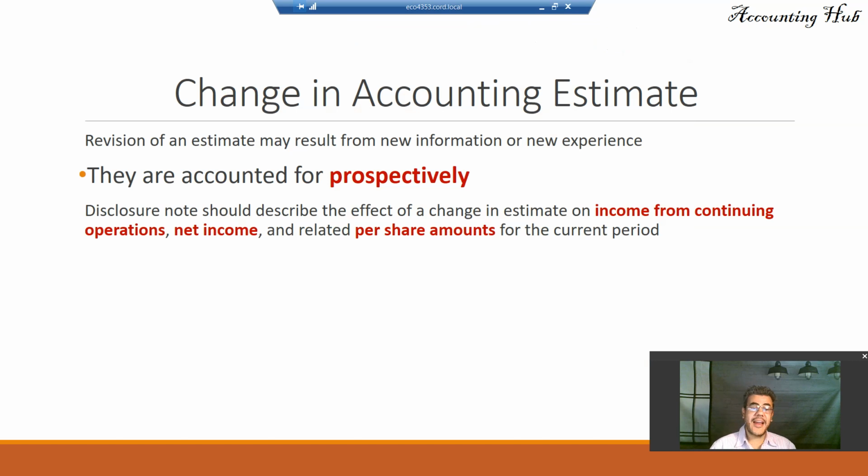They are accounted for prospectively. What does it mean? We only change from now on. We don't look to the past. The past remains in the past. Disclosure note should describe the effect of a change in estimate on income from continuing operations, net income, and related per share amounts for the current period.